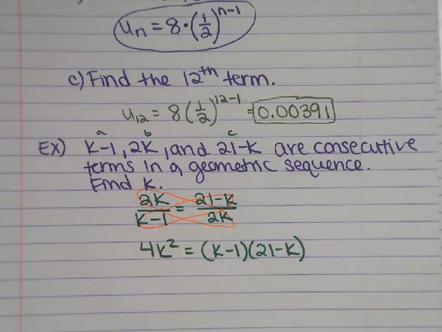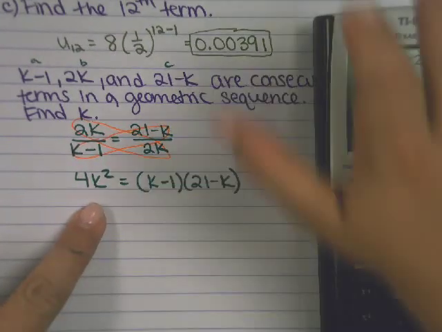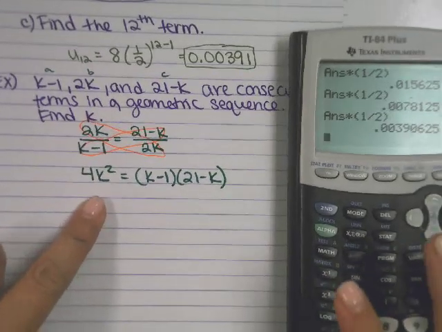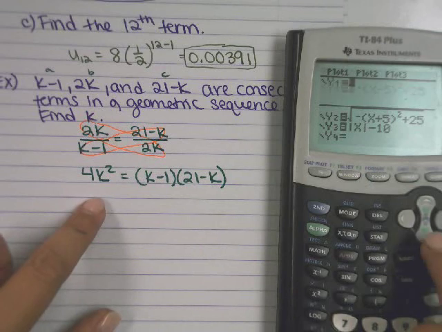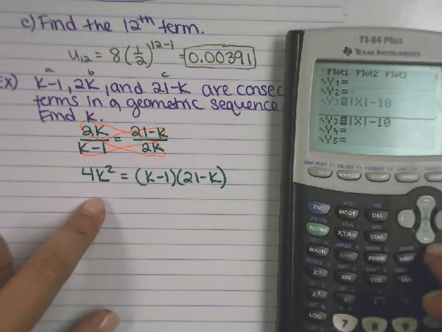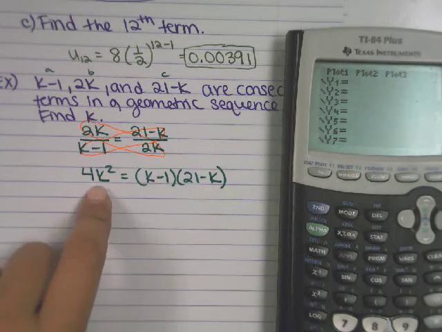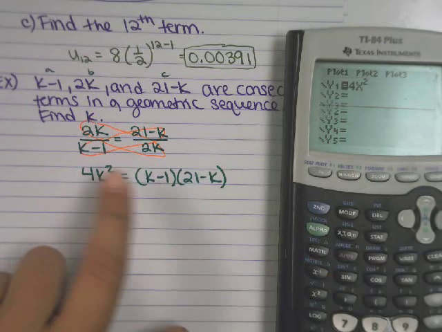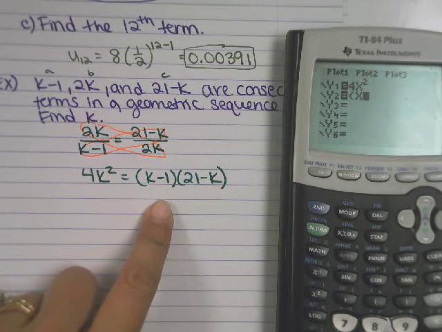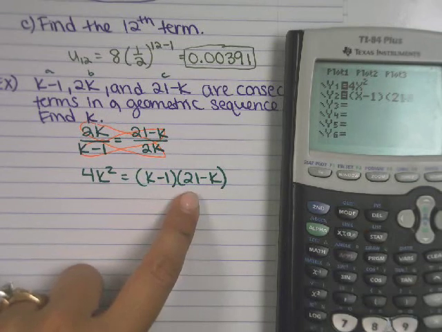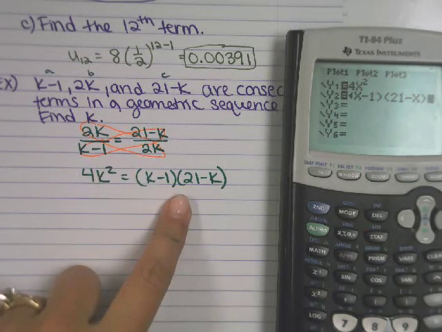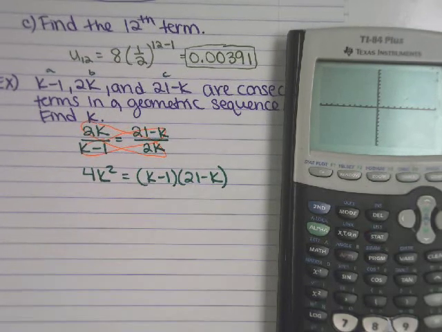In my graphing calculator, I'm going to type both of these into y equals and figure out where they're equivalent to each other. So I'm going to type in 4x squared, and then on the next line, x minus 1 in parentheses, and then 21 minus x. So I typed in the left side of my equation and the right side of my equation. We click graph. We're trying to figure out where these intersect. There's the first and there's the second.